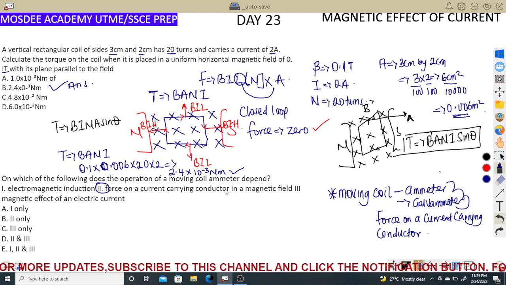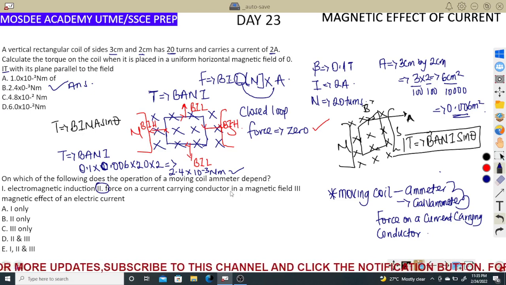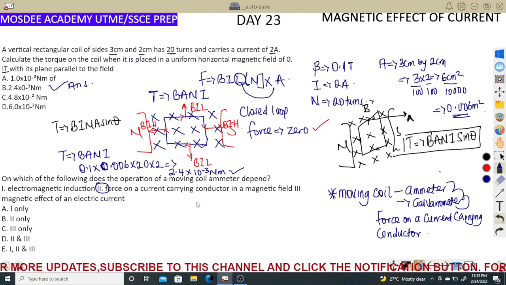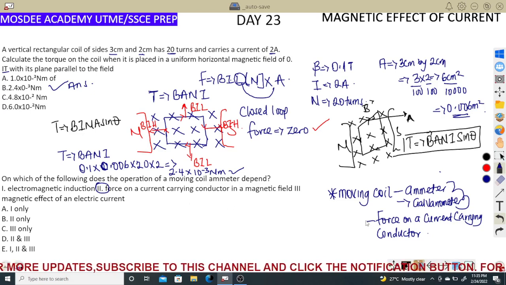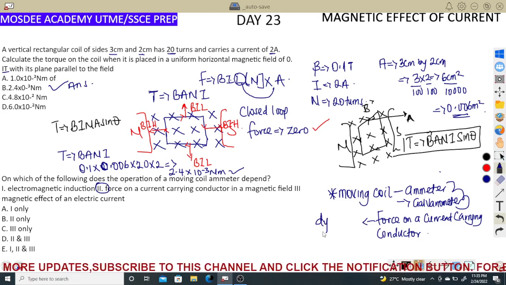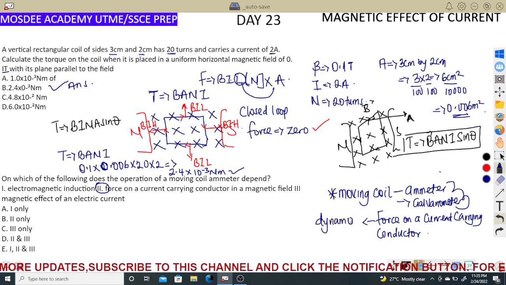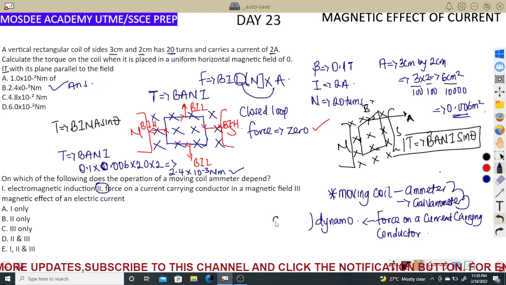Moving coil ammeter works on what? Force on a current conductor. So keep it at the back of your mind. Other application of force is what? Your dynamo. Dynamo, generator. You know that very well.